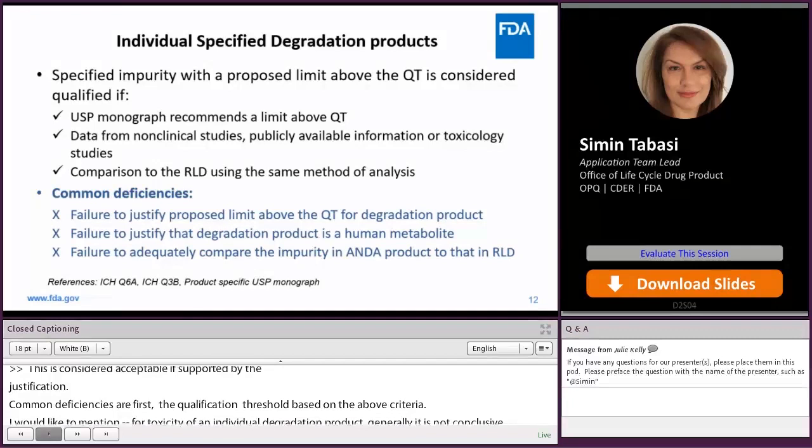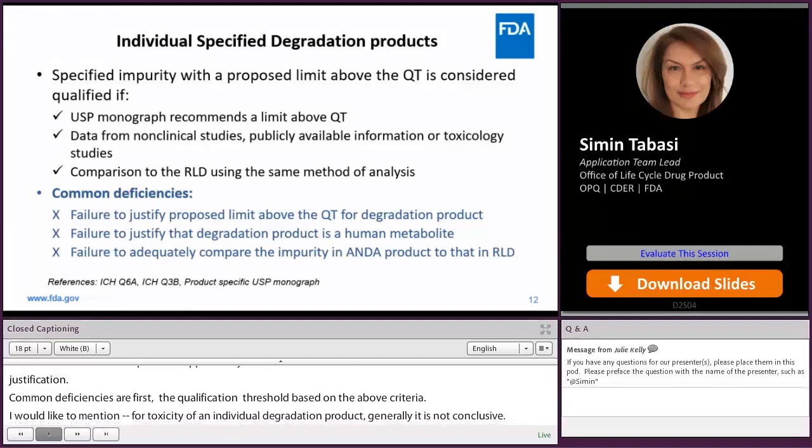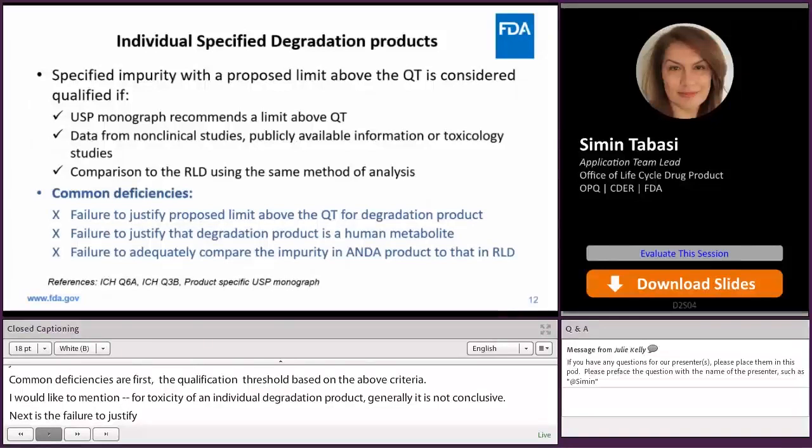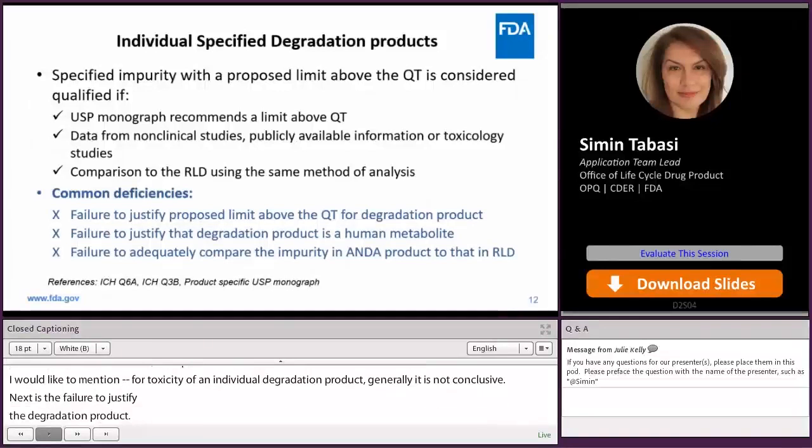Next is failure to justify that the degradation product is a human metabolite. This is a case when the firm sets the limit above the qualification threshold and claims that the impurity is a metabolite without justifying by non-clinical studies, publicly available information, or toxicology studies.